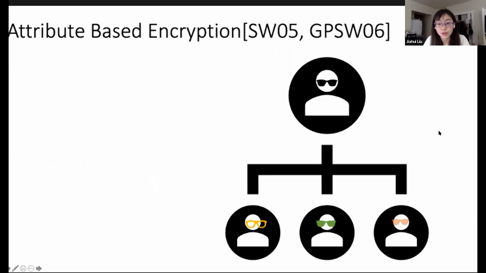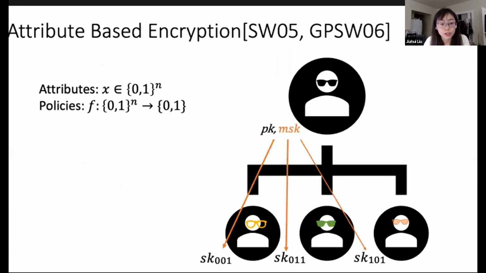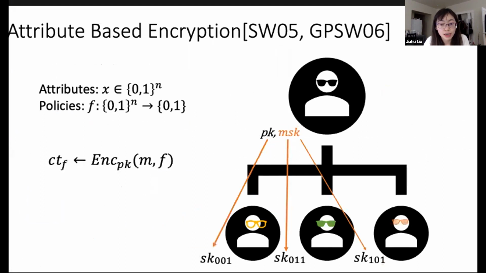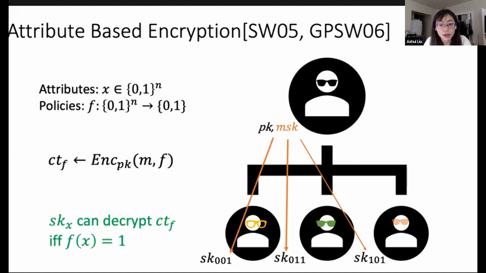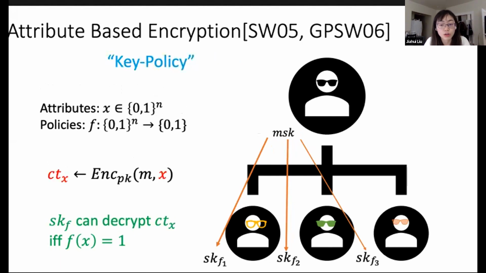As we know, ABE was first formulated in these two papers. In an ABE scheme, every user has an attribute as an n-bit binary string, and we have policies as Boolean functions. To issue keys, we first generate the public key and master secret key, and using the master secret key, we can derive secret keys associated with different attributes. When we encrypt using the public key and a policy, only users with a secret key associated with attributes on which the policy evaluates to 1 can decrypt the ciphertext, and the rest cannot. This formulation is called ciphertext-policy ABE, since the policy is embedded into the ciphertext. There's also a dual formulation called key-policy ABE, where we embed the policy into the secret key.